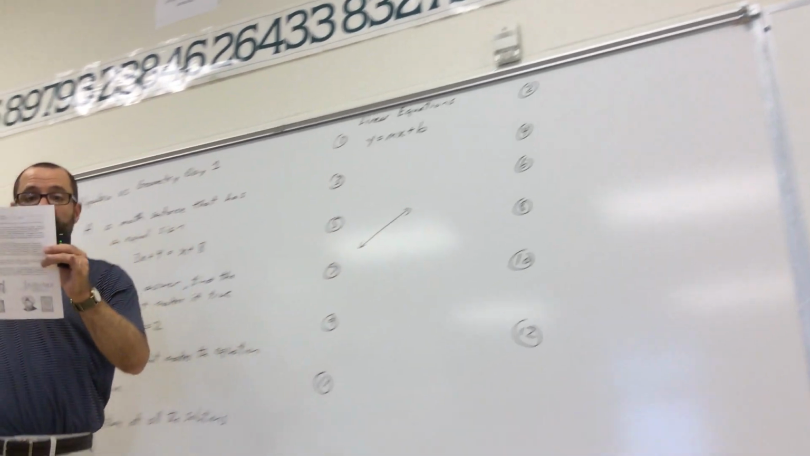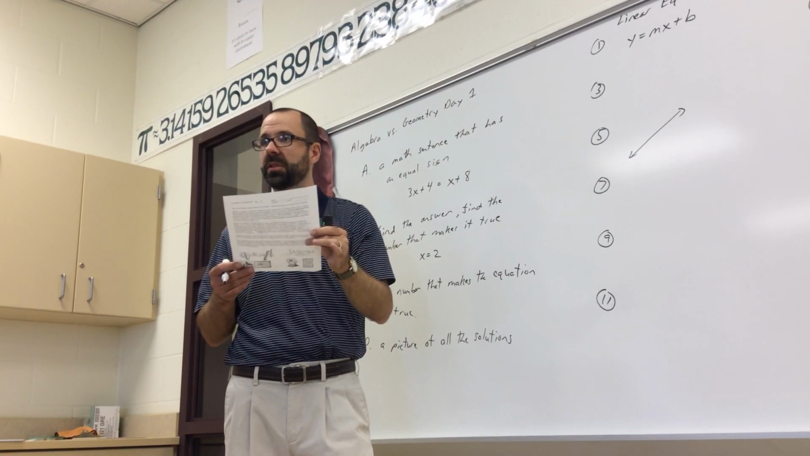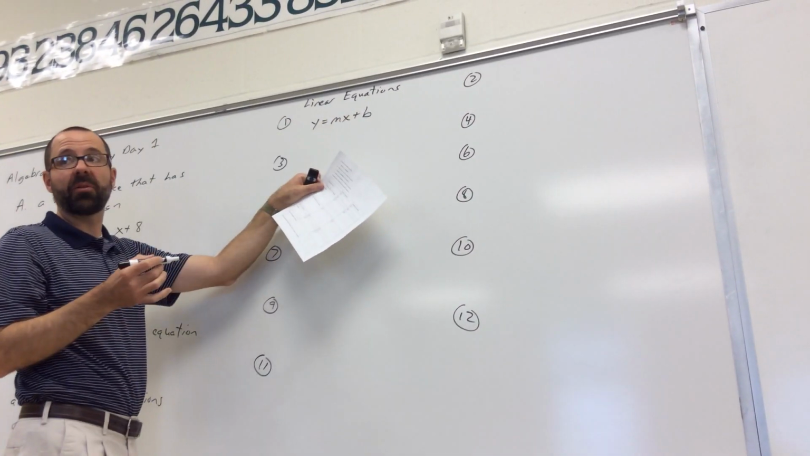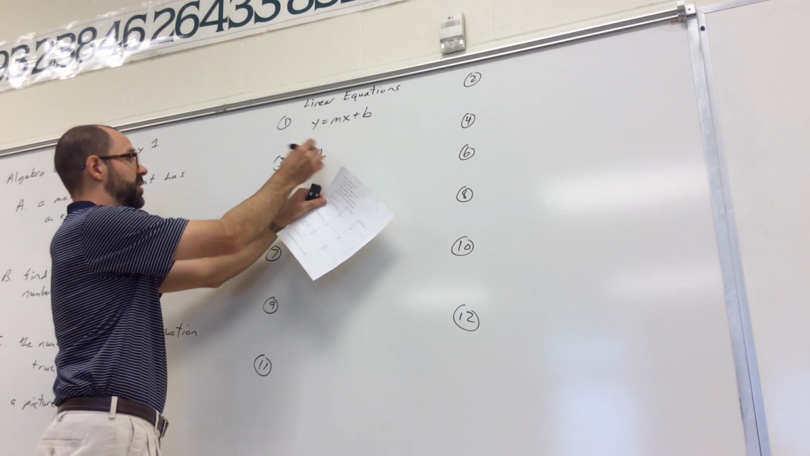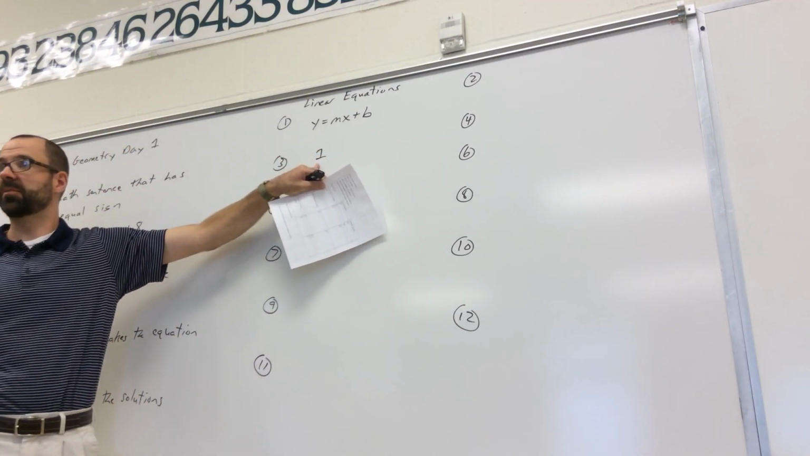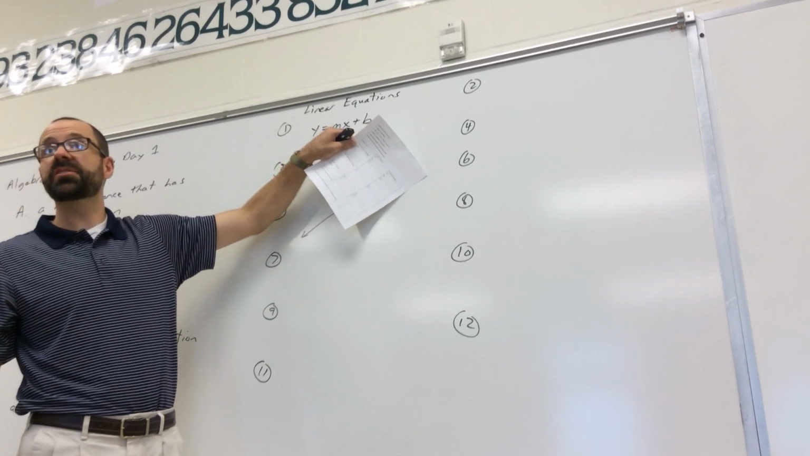Okay, then number 3 is asking for the highest power on the variable. So the variable is x, and it's just to the first power. So for a linear equation, the highest power of the variable is going to be the first power. And that's just because this is x to the first power.